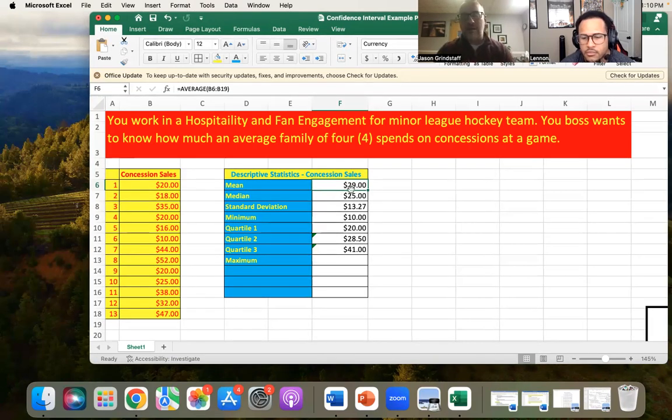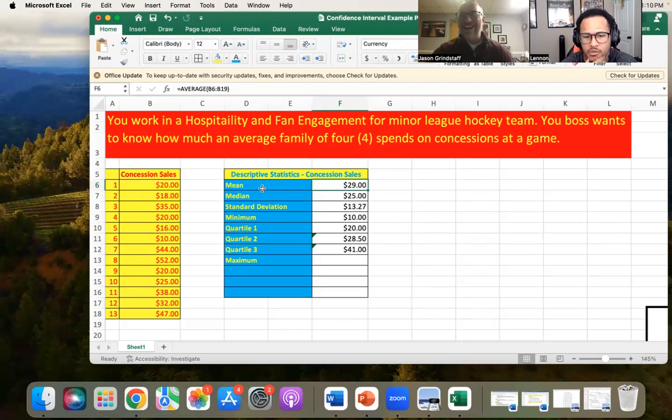So what we're going to take from this: if your boss asks you how much the average family is spending, I'll put you on the spot for a moment. What do you think is the correct answer here? What do you think the average family is spending in concessions? Probably say, as a whole, it's the mean, so 29.